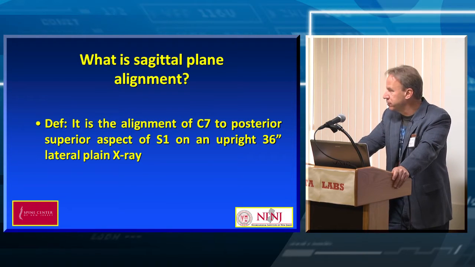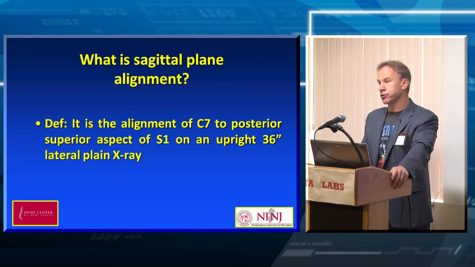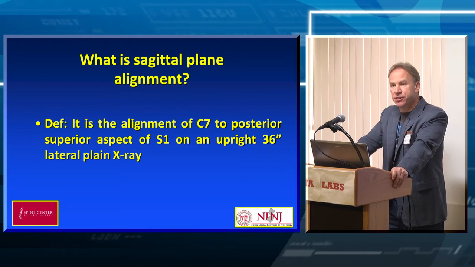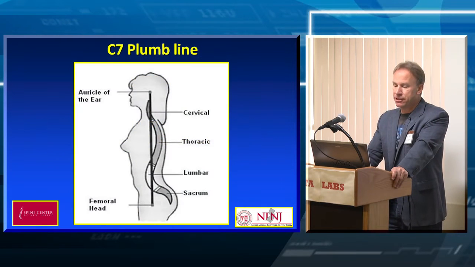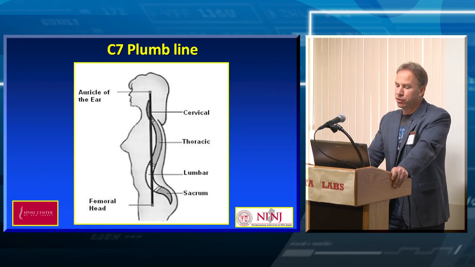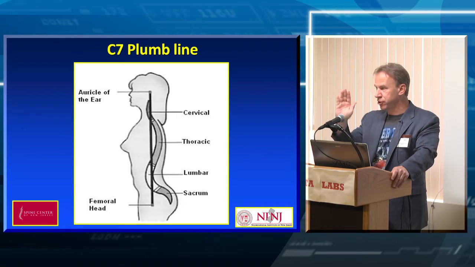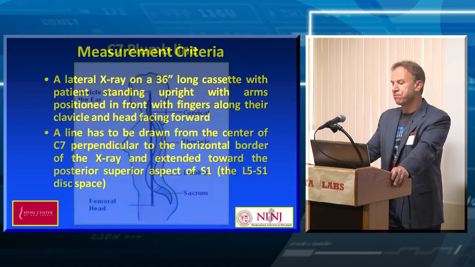I'd like to go over some of the general principles that we're going to be talking about in the next couple days. One thing I won't be going over in this talk will be sacropelvic, because we've got specific talks directed just for that. Sagittal alignment is the alignment of C7 to the posterior aspect of the L5-S1 space. Typically, that's the view that we're talking about. I'll show you some pictures as we go through, but in general, we drop down a plumb line. You like the auricle of the ear, C2, C7, L1, and the sacrum all to be aligned with each other.